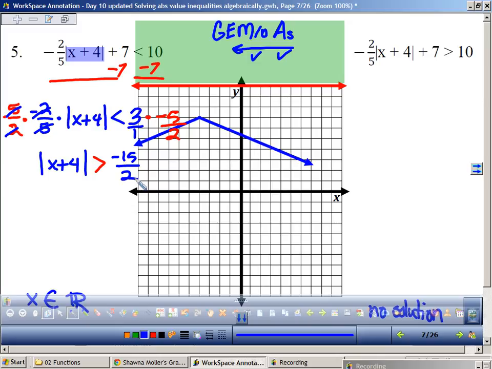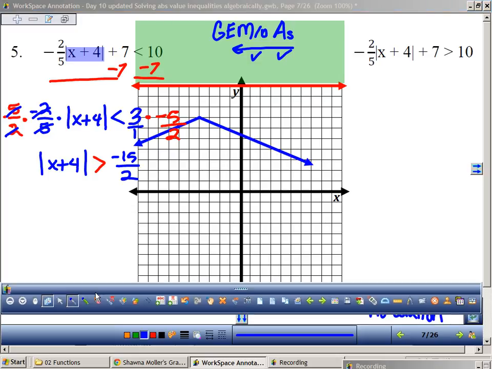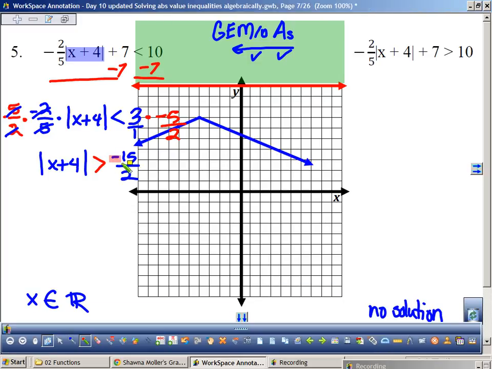Automatically, I can stop there. You can get fractions, that's okay, right? I'm going to stop there because I have that negative sign right there. That's caution right there. If this was an equal sign, I would already be writing what?